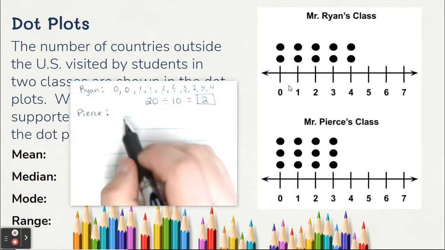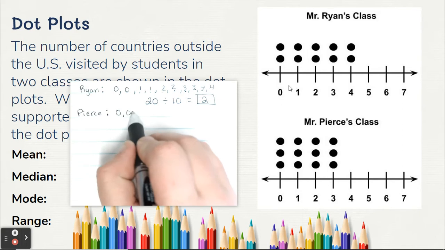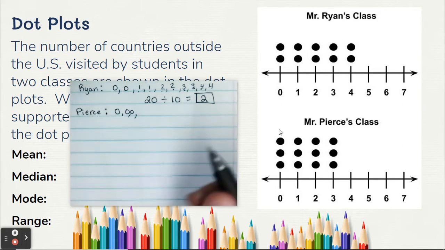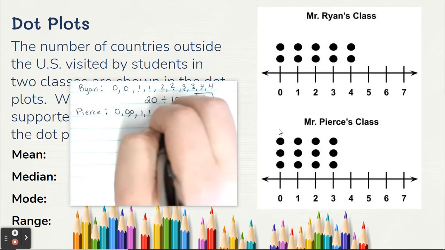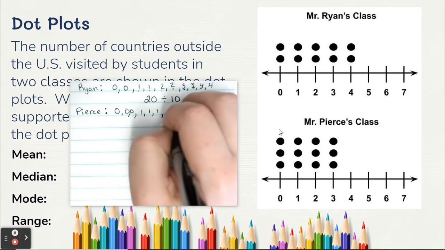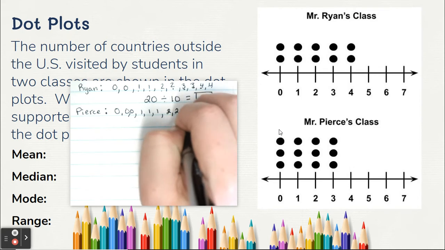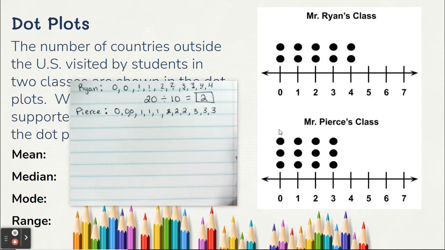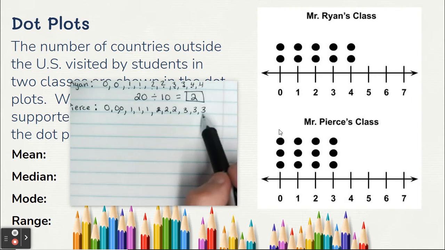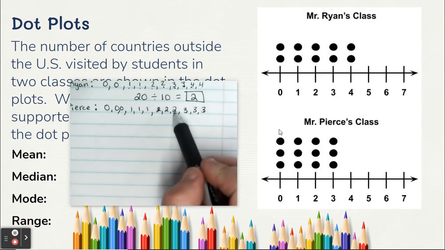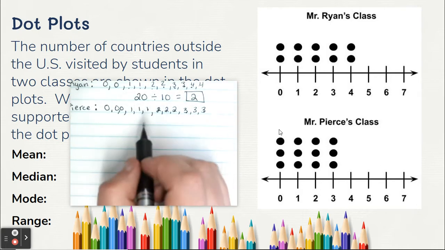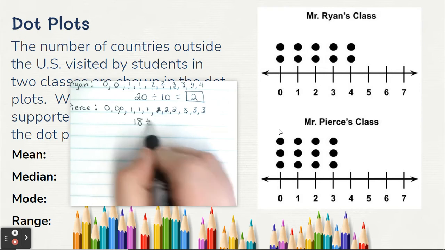I have 3 zeros on that one. I have 3 ones, 1, 2, 3. 3 twos, 1, 2, 3. And 3 threes, 1, 2, 3. Now I'm going to add them together. 3, 6, 9. 9 plus 2 is 11. Plus 2 is 13. Plus 2 is 15. 16, 17, 18. So I have 18 there, divided by however many numbers.